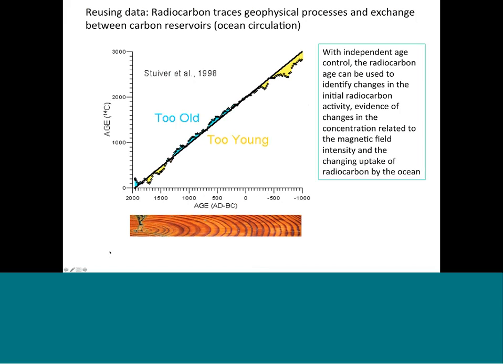So this graph here shows the age of a sample determined independently. In this case, the sample dated was a ring from a tree. So the age is determined by the ring width, and the age is also determined by the radiocarbon measurement. And you can see here in this correspondence, there are time intervals that are either too old or too young. These are times when the initial activity of radiocarbon in the sample was either a little more or a little less than this long-term average. So with this independent age control, the radiocarbon age can be used to identify changes in the initial radiocarbon activity.